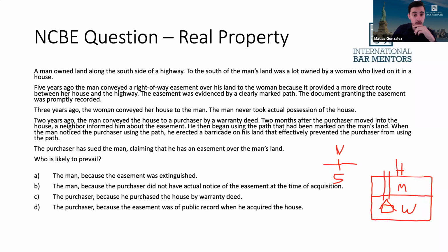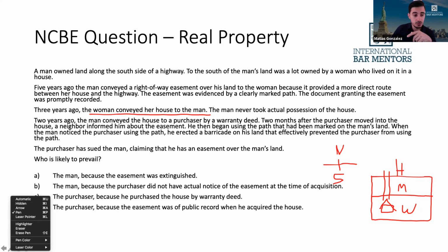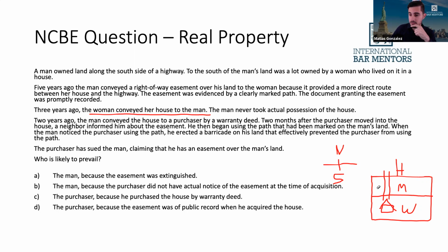So 3 years ago, the woman conveyed her house back to the man. The man never took actual possession of the house. So this is important, right? The woman conveyed her house to the man, right? Remember what I said earlier about you can't have easements over your own property because you just own it outright. So you can't have a non-possessory legal right to use the property because you already have a legal possessory property, right? So let's change our drawing to reflect our current situation.